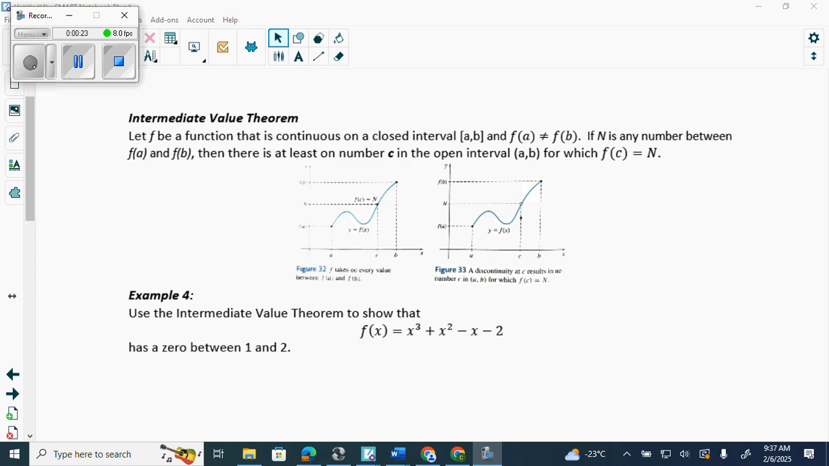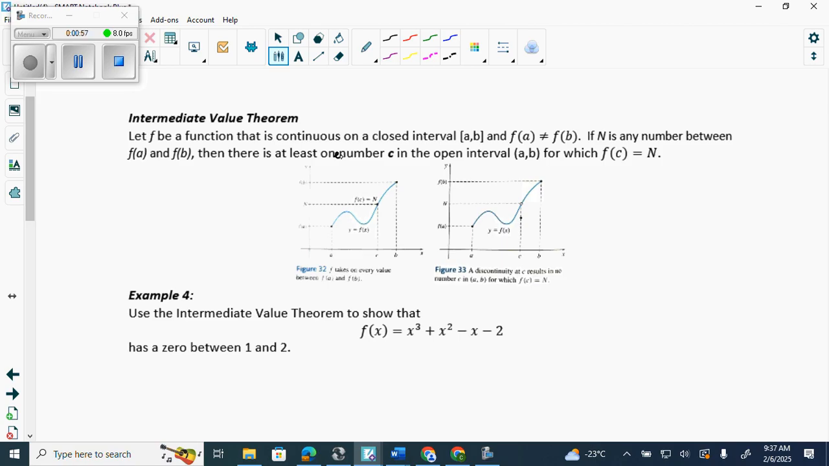f of b. So when I fill in a value for x for a, and then I fill in a value of x that's b, they're not the same y value. One could be 1, one could be 2. It's not a horizontal line. If n is any number between f of a and f of b, then there is at least one number c in that open interval a, b, for which f of c is equal to n.